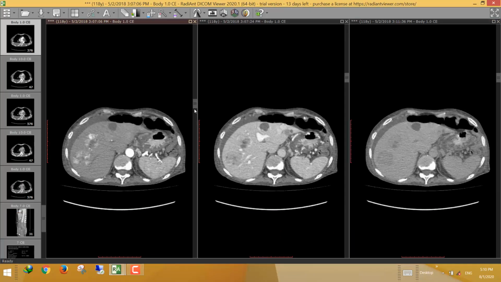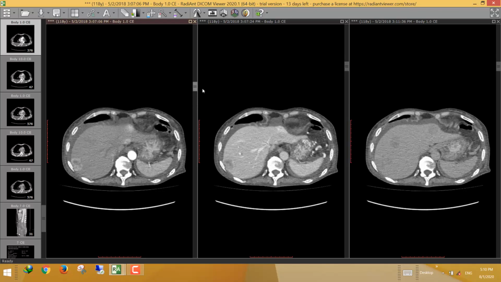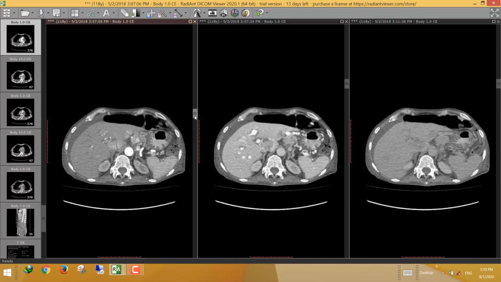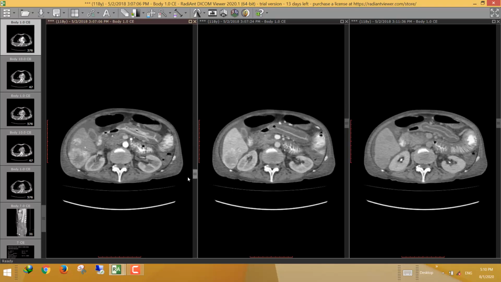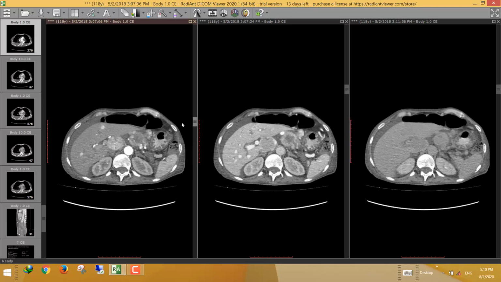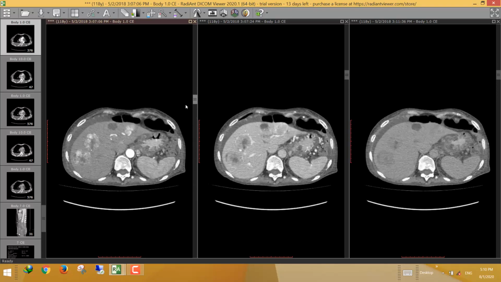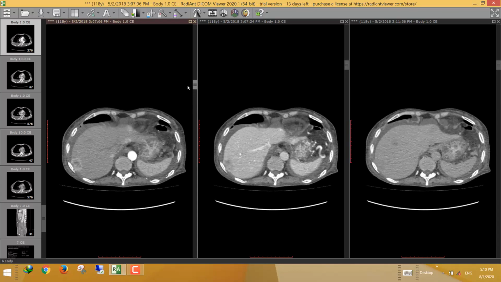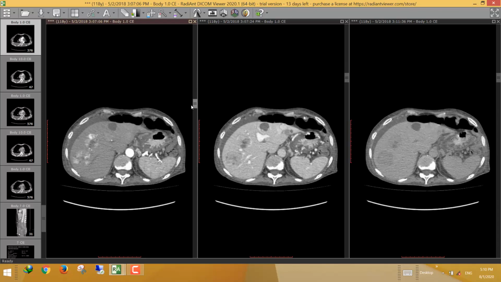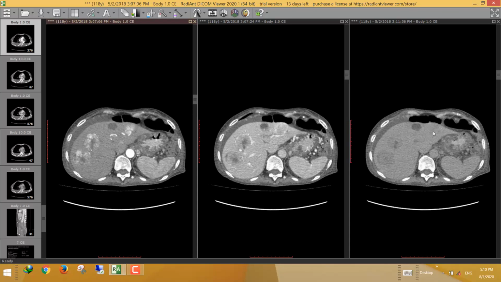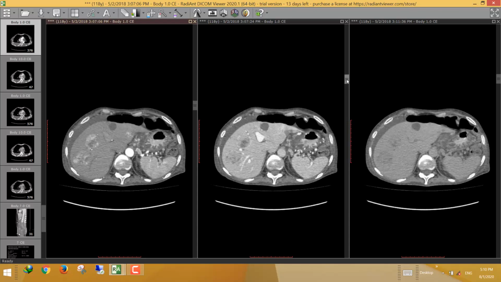Okay, this is an 18 year old patient who came with accidentally discovered multiple hepatic focal lesions by ultrasound, and abdominal distension and ascites by ultrasound. So he came for a triphasic study of the liver. This is the arterial phase, this is the portal, and this is the delayed phase of the liver.